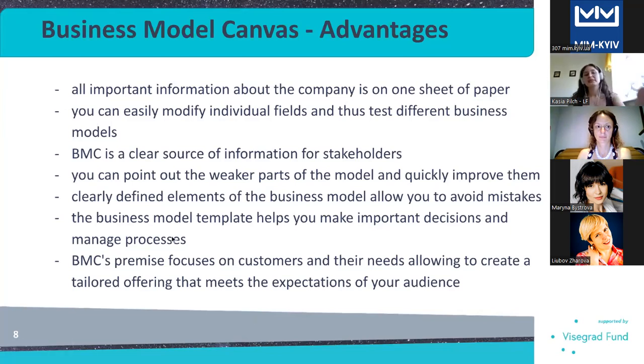You can also easily point out the weaker parts of the business model and quickly improve them, because it's on one piece of paper. If you look at it, you see clearly, oh, maybe I could improve this and this, again because everything is there. So it helps to avoid mistakes, and it can help you make important decisions, help you with the management process and with the pivots, basically with decision making.